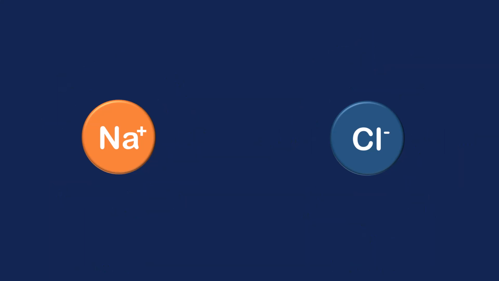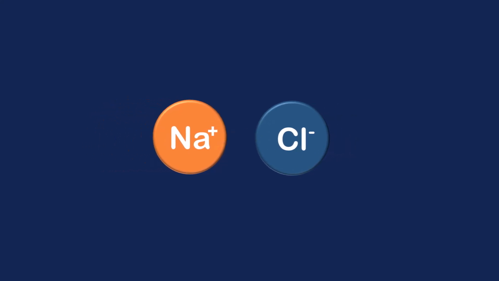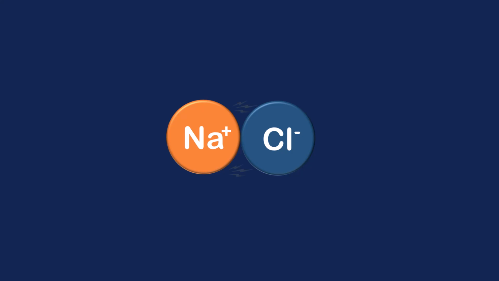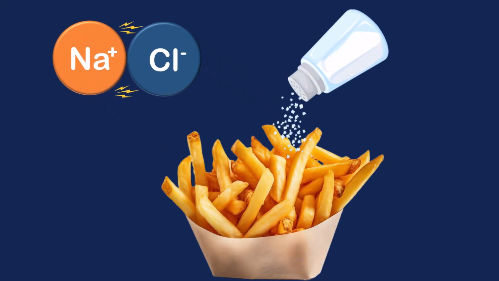Because one is positive and the other is negative, they get attracted to each other, just like the opposite poles of a magnet. This strong attraction that holds them together is called an ionic bond. And we get sodium chloride. Yum, the salt on your French fries.